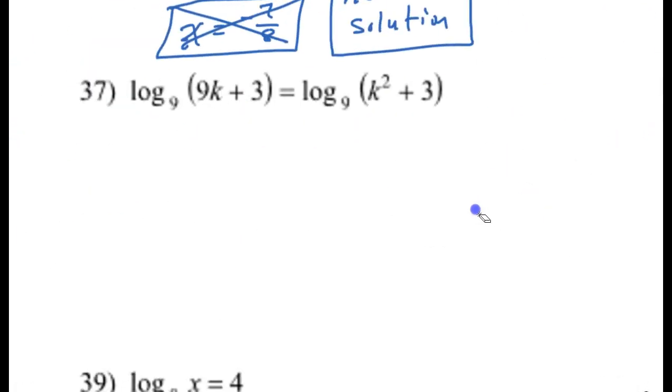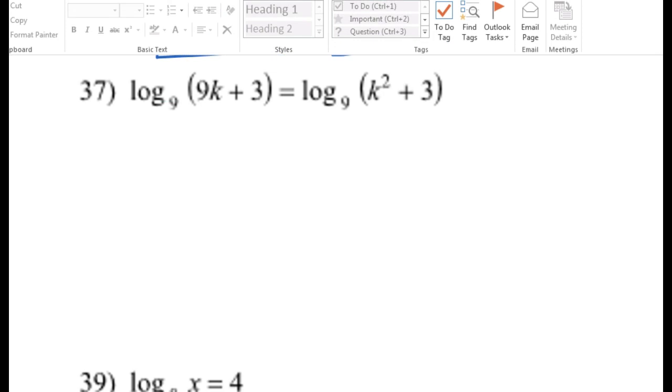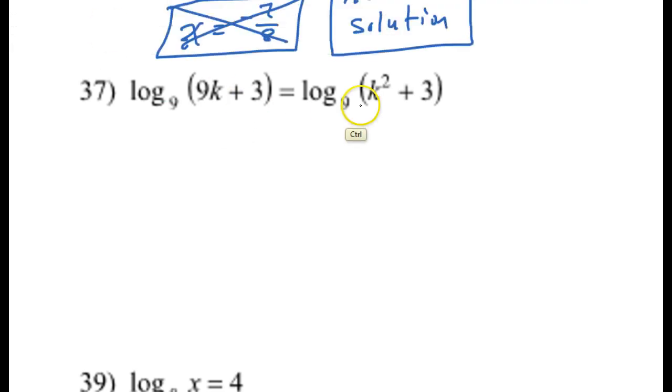Okay, so take a look at number 37. It's very similar. The argument should be equal. So 9k plus 3 should equal k squared plus 3. I see the k squared. This is quadratic, so probably we're going to end up factoring. Worst case scenario, quadratic formula. But let's get 0 on one side.